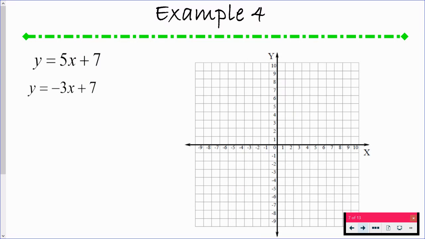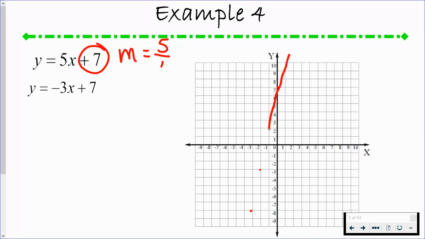Okay. Now, we're going to start with the first one. Our y-intercept is 7. So I'm going to start plotting up at 7. My slope is 5 over 1. So I'm going to go up 5. Oh man, I can't go. Okay, that's okay because I always know how to reverse. So instead of going up 5, right 1, now I'm going to go down 5, left 1. Down 5, left 1. Down 5, left 1. Okay.